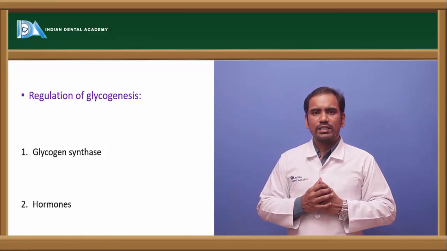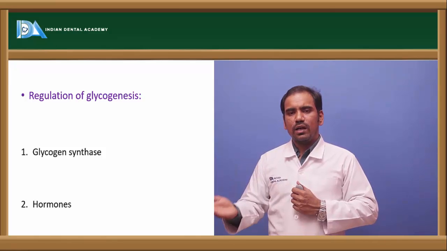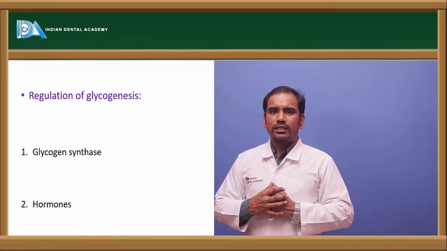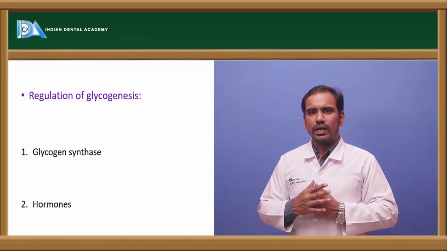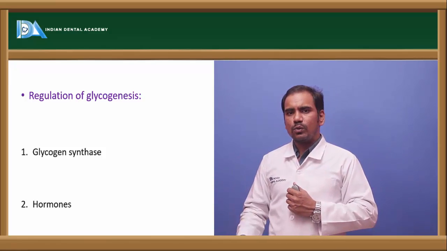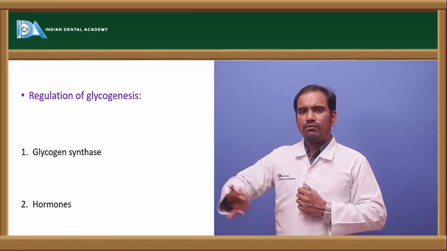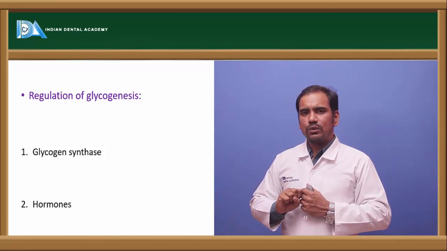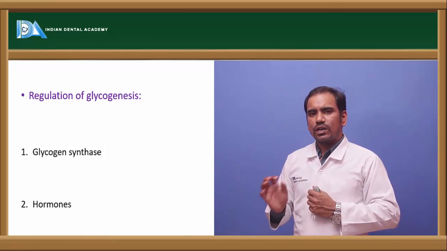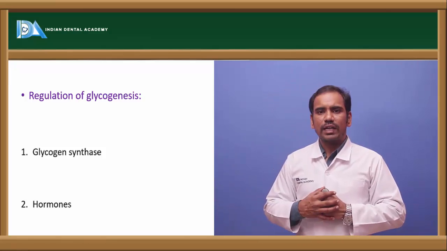So covalent modification increases the activity of glycogen synthase by dephosphorylation and decreases the activity by phosphorylation. So hormonal regulation is brought by two sets of hormones, glucagon and insulin. Insulin always tries to decrease the blood glucose level. To decrease the blood glucose level, it has to increase the utilization of glucose. So insulin converts glucose into glycogen, so it increases the glycogenesis. Whereas glucagon, which always tries to increase the blood glucose level, decreases the rate of glycogenesis.